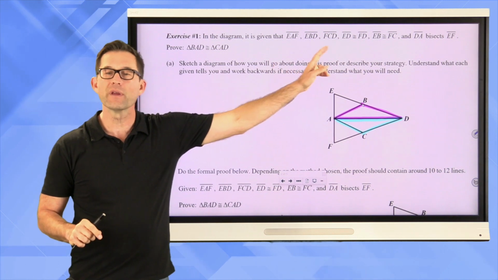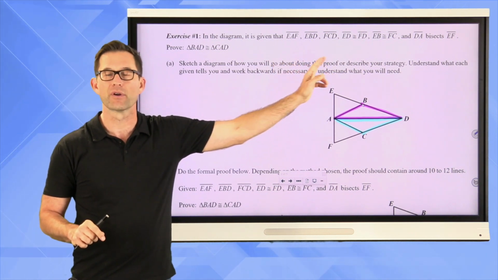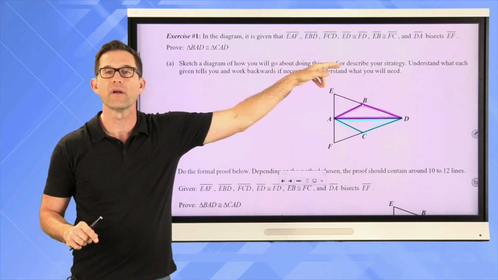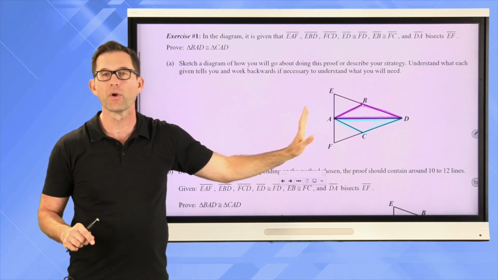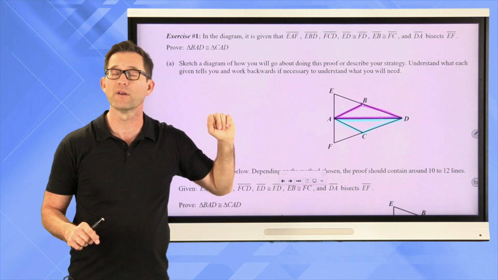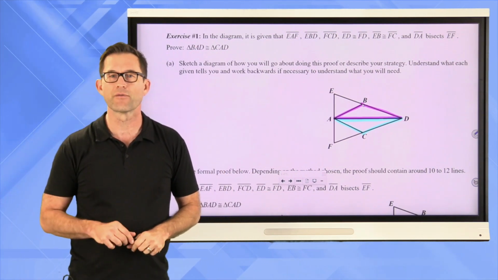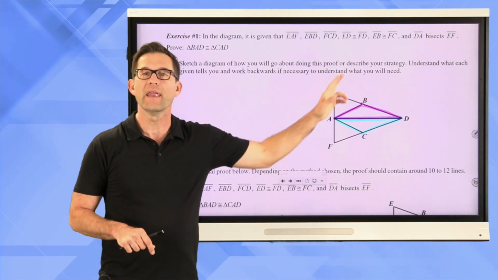Now, our first 3 givens are just collinear givens, right? EAF is collinear, EBD collinear, FCD collinear. No real way to mark those up, but important to know. And also important to note, they probably put those there for a reason. All right. Now let's take a look.